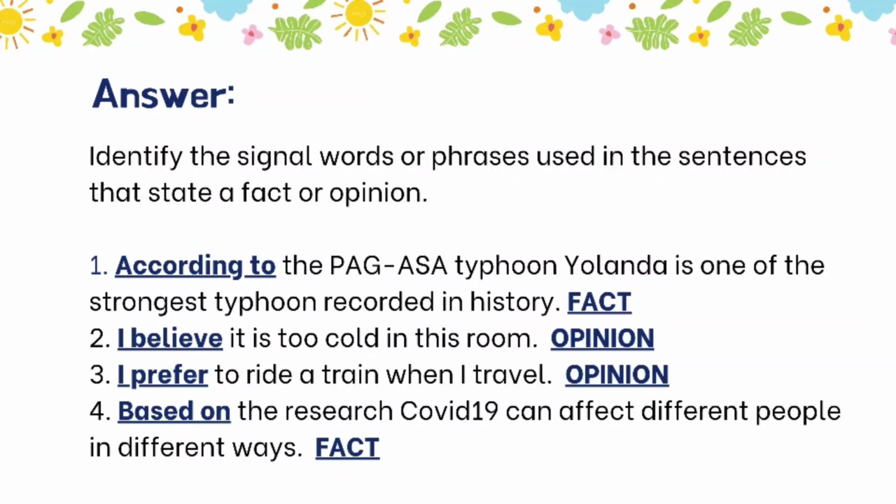Both sentences are opinion. The signal words we used are I believe and I prefer, which is based on one's point of view. Now, when we use our personal judgment and point of view in sharing ideas, that is an opinion. Is everything clear, class? Alright, that's great.